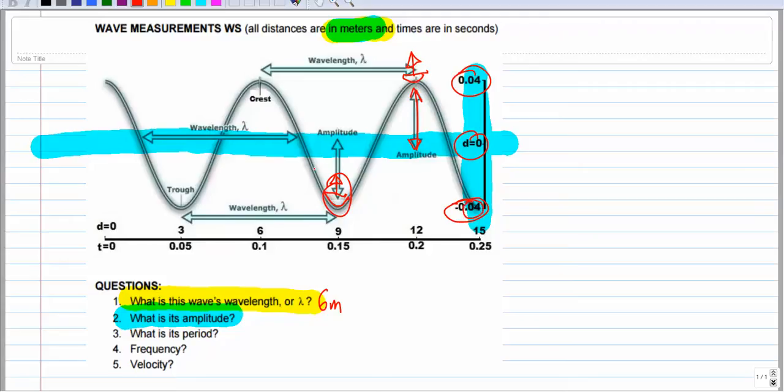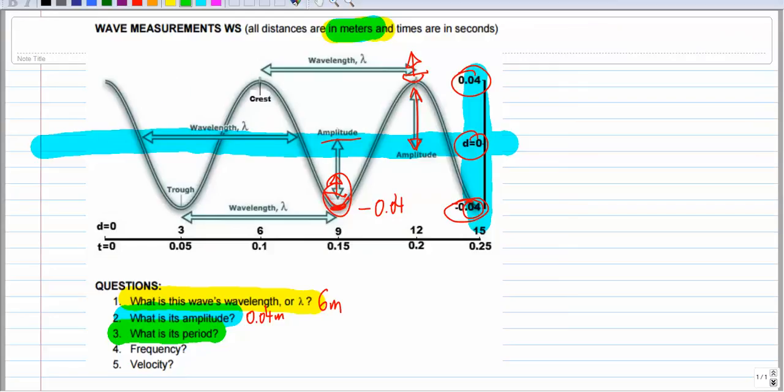But if you were talking about displacement, like if you wanted to know where it is compared to 0, that would be a vector, and you would say, yeah, my displacement is negative 0.04. But by itself, amplitude is just a distance. It's just a how far. So the amplitude of this wave is just 0.04 meters. Next question, what is its period?